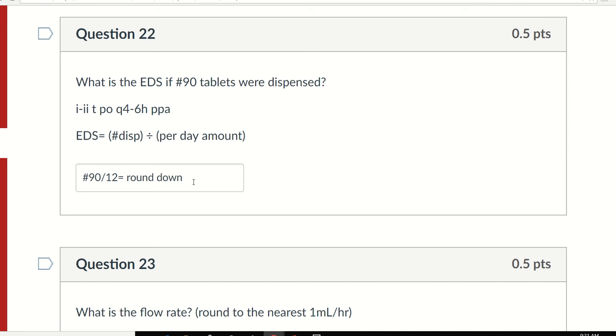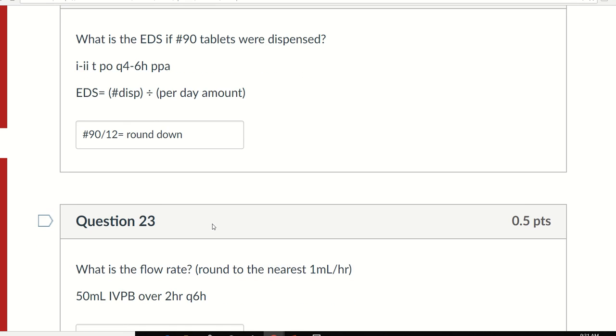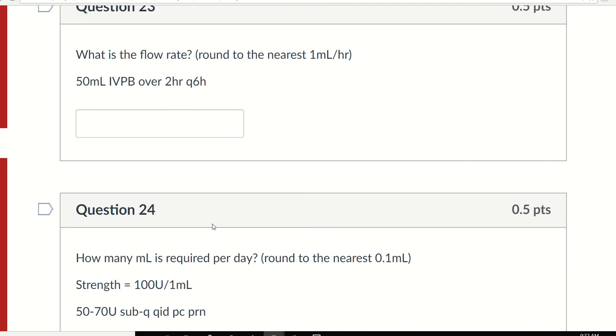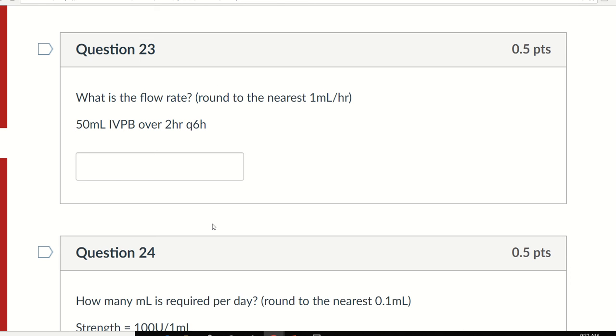So check your math. I put those notes in. Make sure you check the additional comments in your assignments, because a lot of you got the EDS wrong because you didn't round down. You gave me the fraction or you rounded up. So round down. Everyone understands now? That's what I want you guys to do. What was your question?